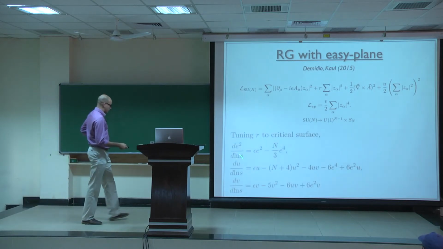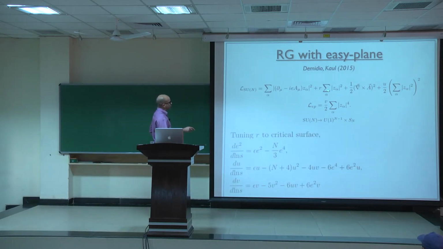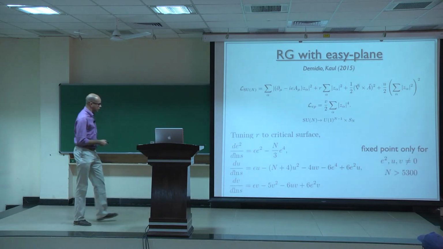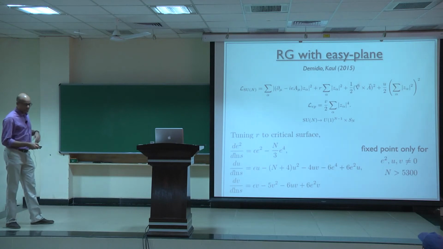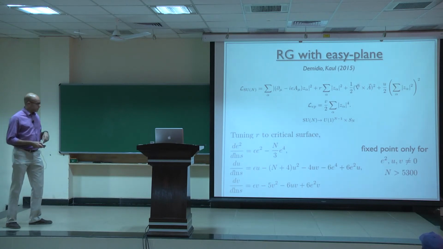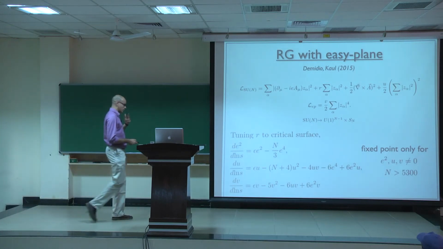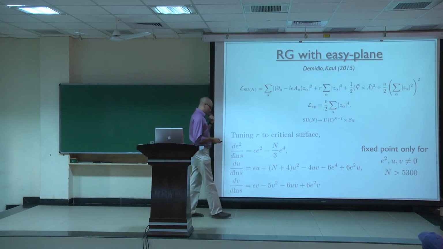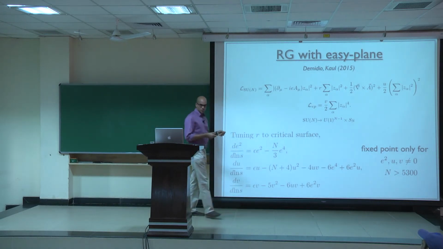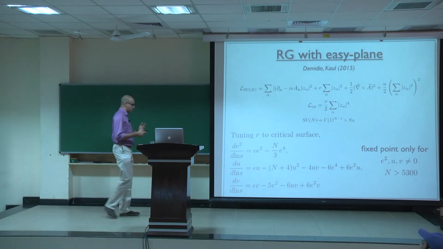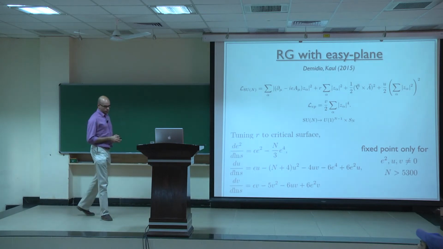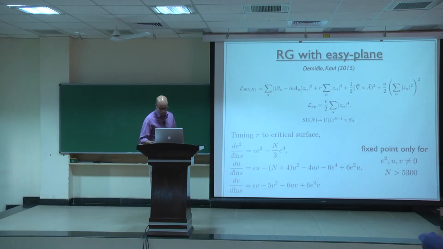And so you can calculate the beta functions now. And so there's R, U, and V. And actually it turns out now that the fixed point that you're interested in, which you want with e squared, U and V not equal to 0, only happens for N larger than 5,300. Now these estimates are known to be unreliable, but this may be one reason why at N equal to 2 and N equal to 5 we see first order behavior, but we're not sure yet.